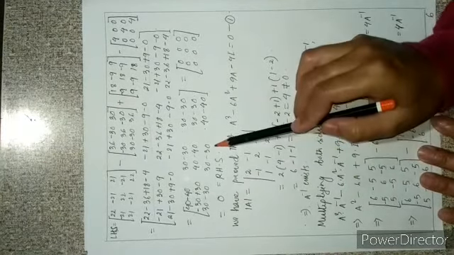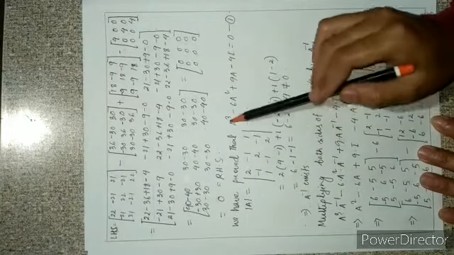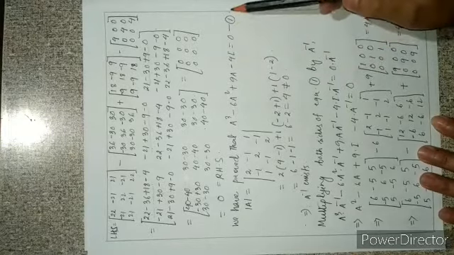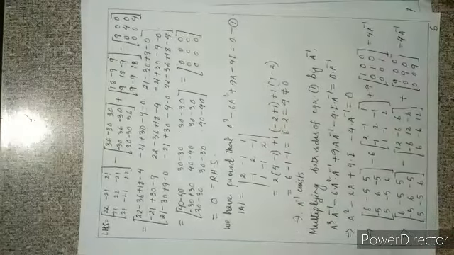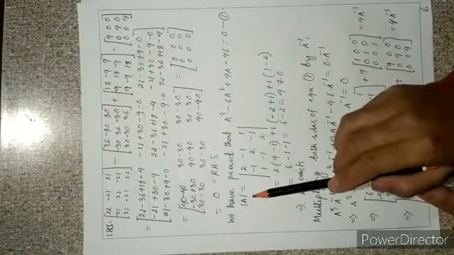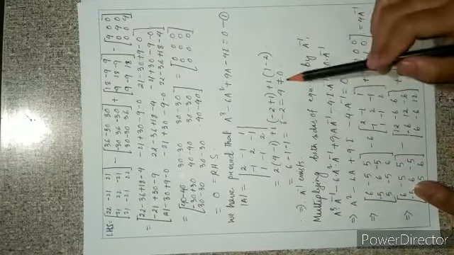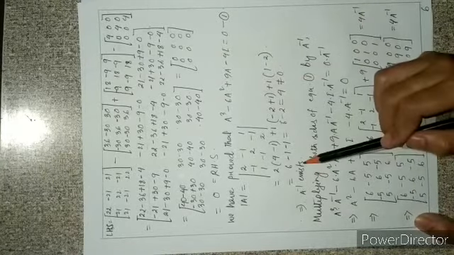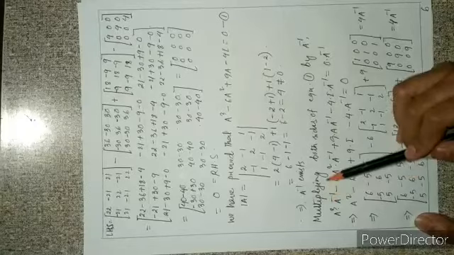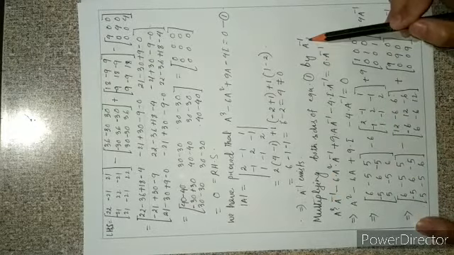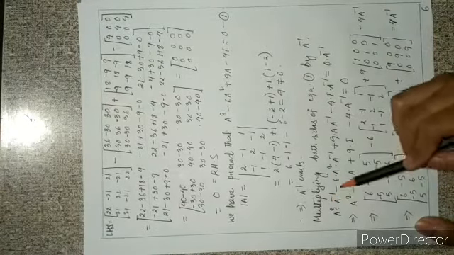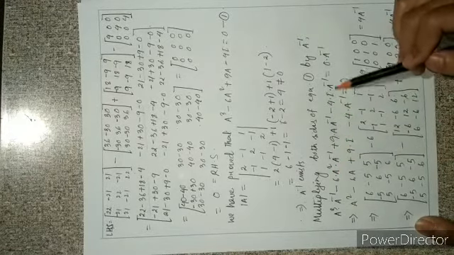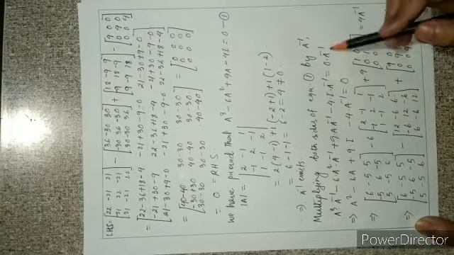So left hand side is equal to right hand side. Here we have proved that A cube minus 6 times A square plus 9A minus 4I is equal to 0. Write equation number 1. Then check its determinant. Determinant of A expanding along the first row, the value is 4, not equal to 0. Therefore A inverse exists. So we multiply both sides of equation number 1 by A inverse: A cube A inverse minus 6A square A inverse plus 9A into A inverse minus 4I into A inverse is equal to 0 into A inverse.